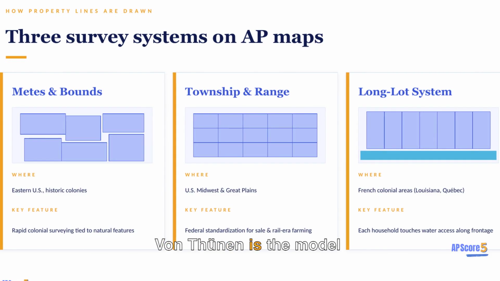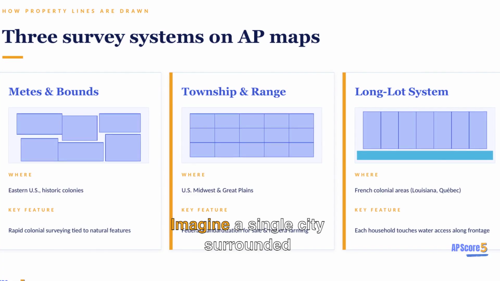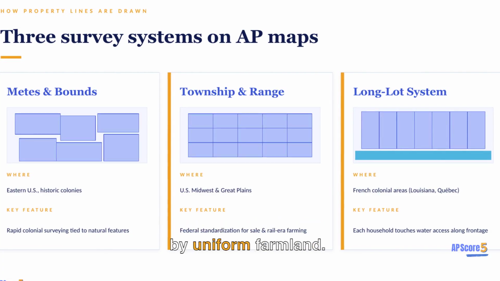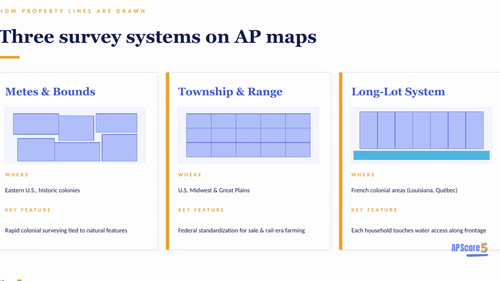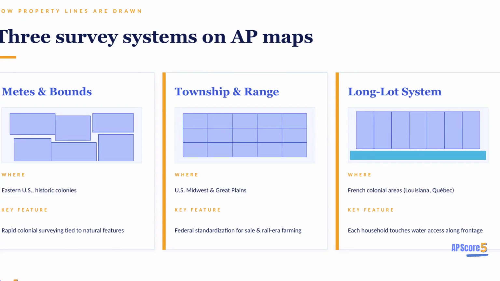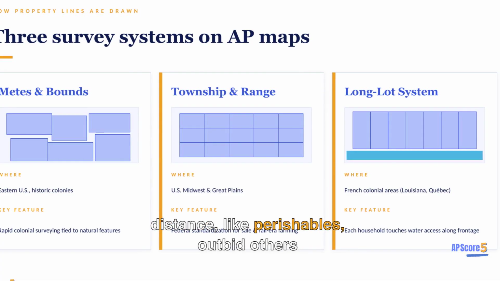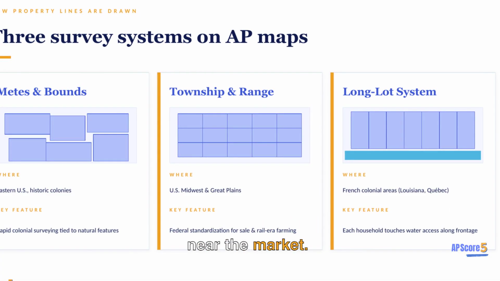Von Thunen is the model AP loves most. Imagine a single city surrounded by uniform farmland. Land goes to whoever can pay the highest rent. Activities that lose value with distance, like perishables, outbid others near the market.